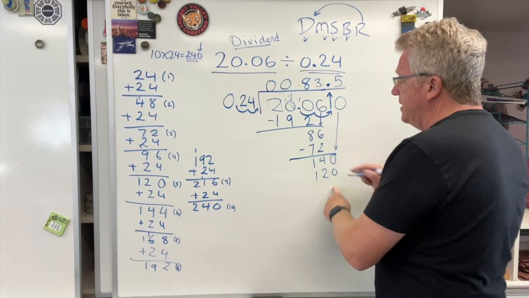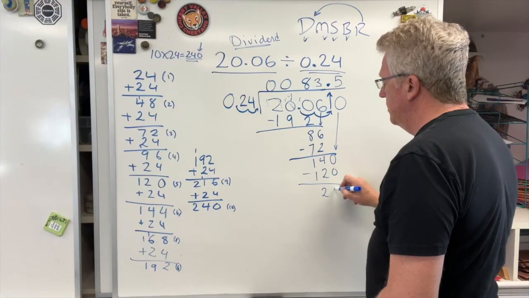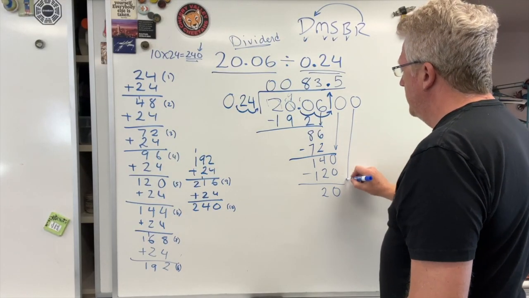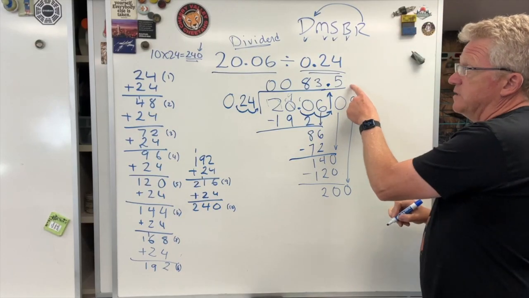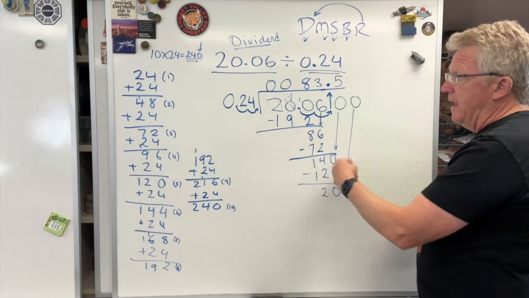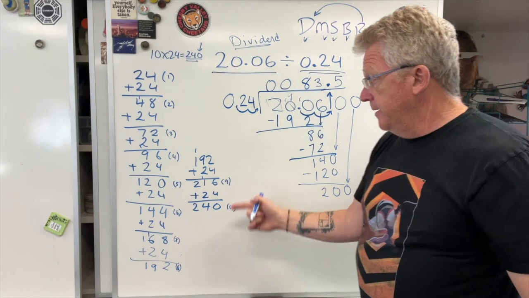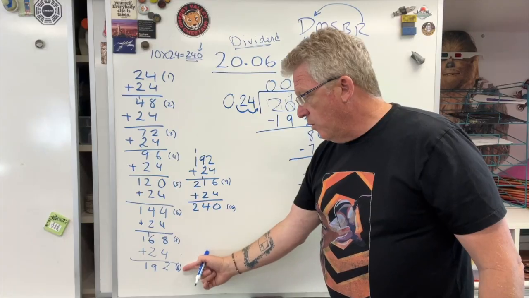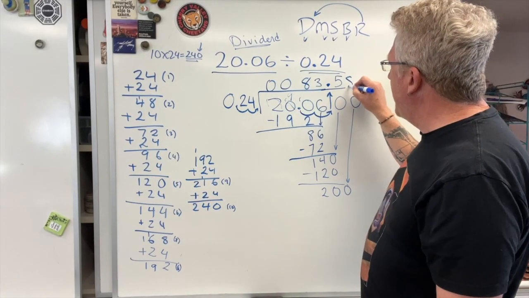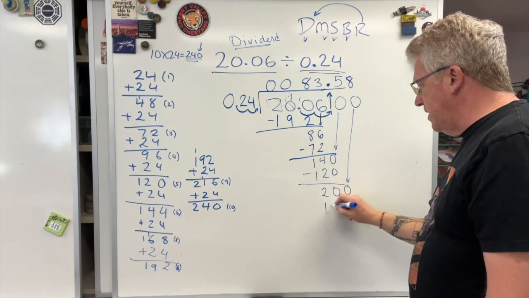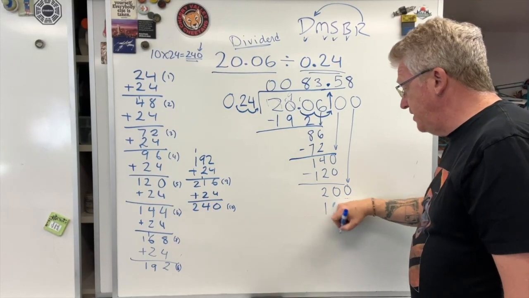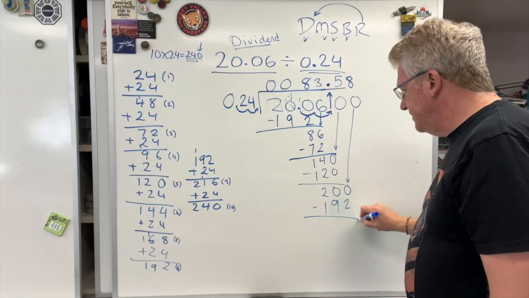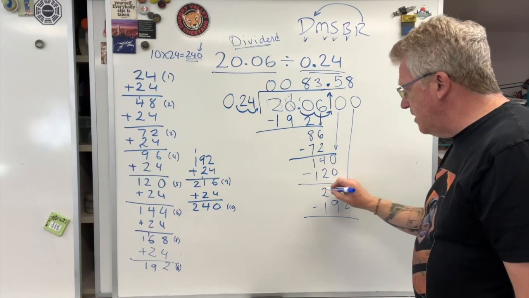All right, I just divided. Now I multiplied, now I subtract. And now I bring down another 0 because I haven't hit the thousands place yet. How many times does 24 go into 200? Well, 216 is 9. That's too big. 192 is 8. So I'm back to 8 again. 8 times 24 is 192. Subtract. I can't take 2 away from 0.